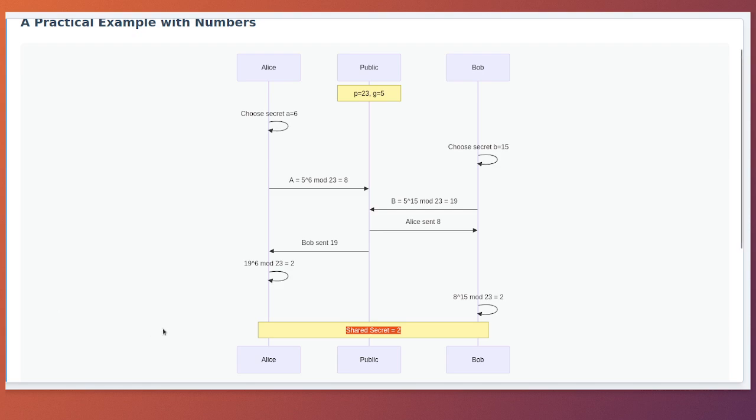An eavesdropper sees p equals 23, g equals 5, A equals 8, and B equals 19, but to find the shared secret, they would need to solve for either a or b, which requires solving the discrete logarithm problem. With our small numbers, this is easy, but with huge prime numbers, it becomes computationally infeasible.